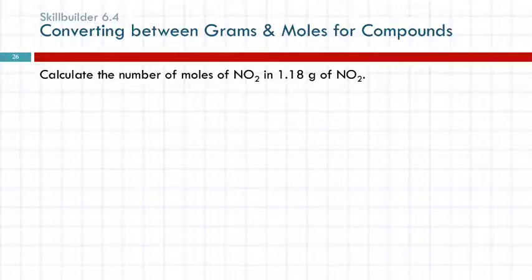Let's do another one. Calculate the number of moles of NO2 in 1.18 grams of NO2. Pull out the number that's given, 1.18 grams. You don't have to write the formula for the compound, but it doesn't hurt either. So that's what I'm given. I'm given grams. They're asking me for moles.